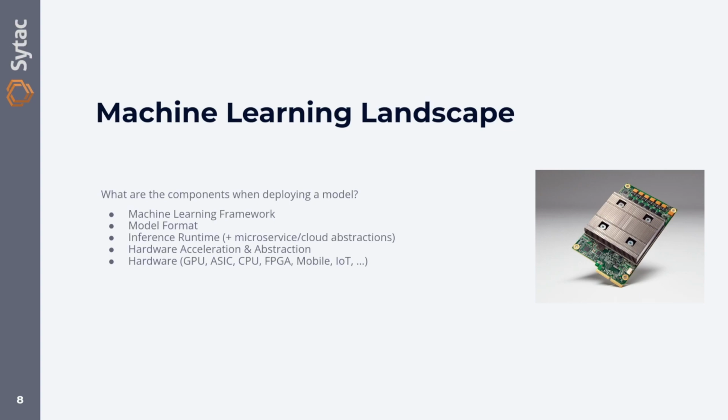So usually what you do is you export your model from your machine learning framework. Then you have your model format. Your model format can be run in an inference runtime, right? So you have some sort of library or runtime which you can use to actually run your model. Usually you have very primitive runtimes, and usually you have some microservice or cloud abstractions surrounding that. Things like semantic kernel, like you mentioned before, fall under that kind of thing.